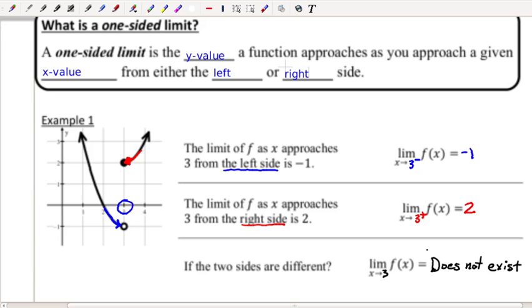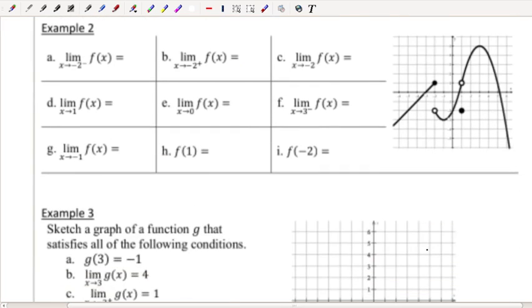All right, let's take a look at a few more examples. Example number 2. I'm looking at letter A, which says the limit of f as x approaches -2 from the left side. So I find on my graph here's -2, and thinking from the left side, tracing along my function from the left, I get to a y value of 1. So the limit of f as x approaches -2 from the left is -1.